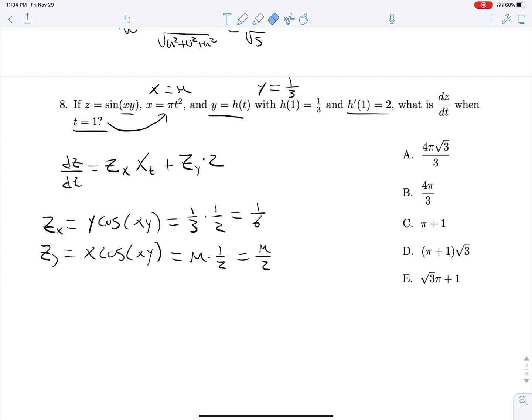So now we can replace these. Our zx is 1/6, and our zy, it looks like an m, is pi over 2. It still looks like an m. And finally, all we need is our xt, which is the partial derivative of x with respect to t. That'll give us 2 pi t. For t equals 1, xt is just 2 pi. And now all we have to do is replace that in here with 2 pi, and we will get pi over 3 plus pi, which is 4 pi over 3.